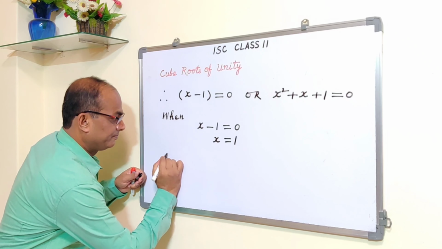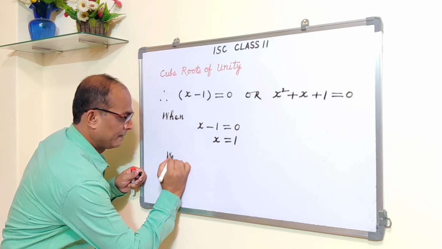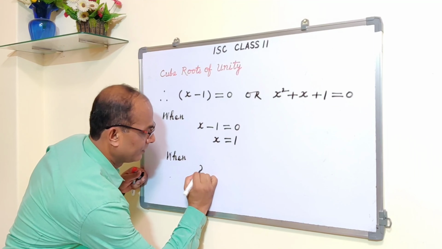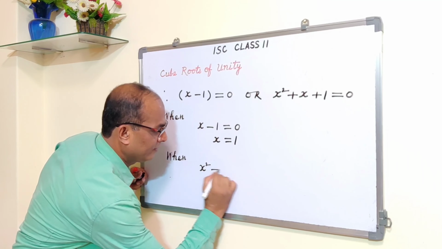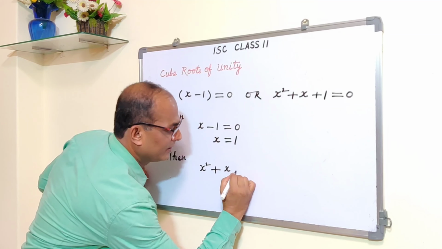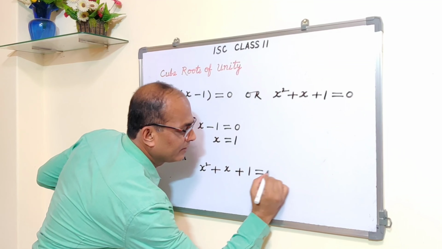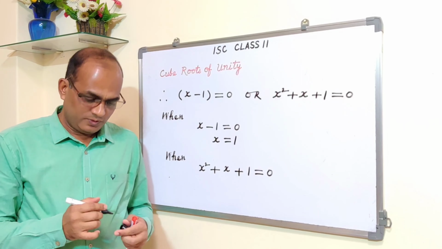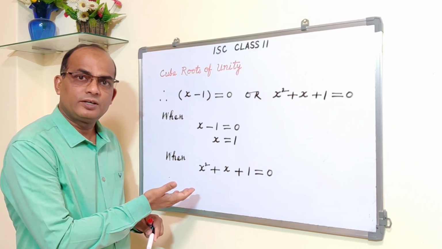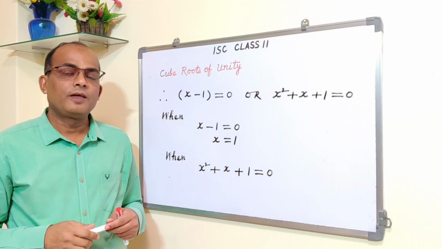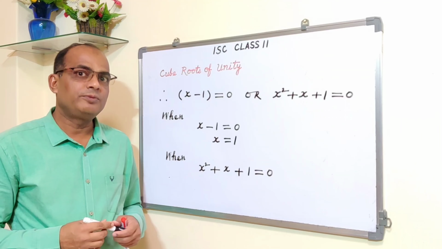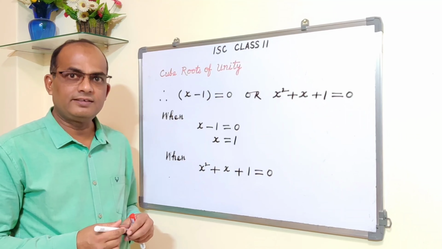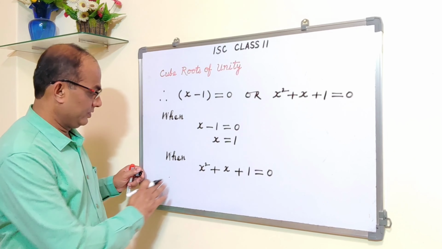Now x square plus x plus 1 is equal to 0. Now this we have to solve. This is a quadratic equation using the formula. You know the formula, x is equal to minus b plus minus root b square minus 4ac upon 2a. Alright, we have done in ICSE class 10. So that formula we'll use.